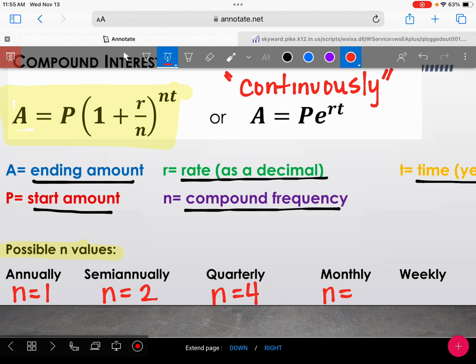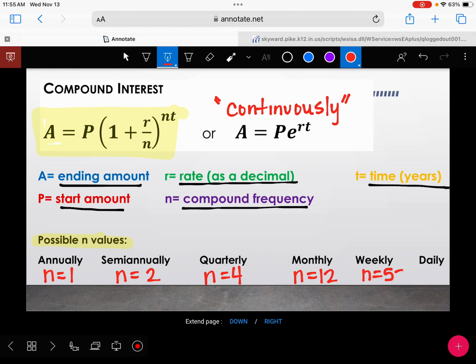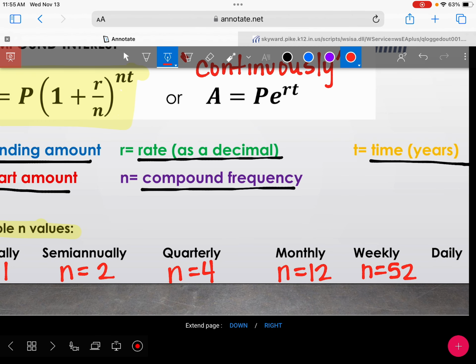Monthly, how many months are in a year? 12. All right, here's the one. How many weeks are in a year? 52. Oh, wow, y'all smart. And then daily, 365. And I don't have a lot of space to write that, so I had to write it above.